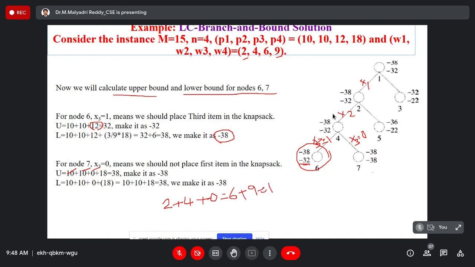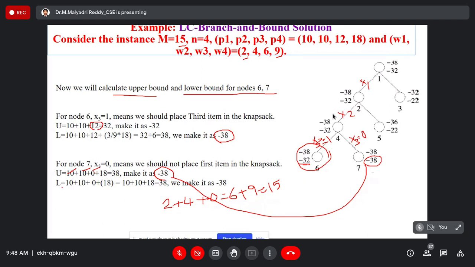So that is 15. The bag capacity is also 15. So we are able to insert the fourth object into the bag. That is why its upper bound will be changed. So its upper bound value is minus 38. Why? Because here x3 is equal to 0 and automatically the upper bound will support the fourth object. Why? Because the corresponding item weight can be placed in the bag.